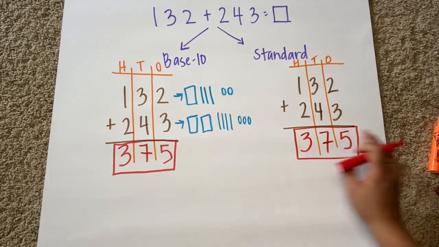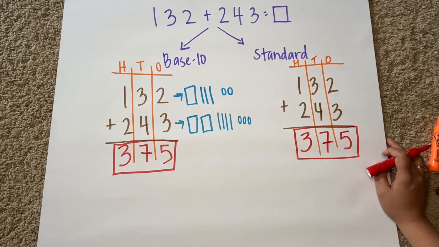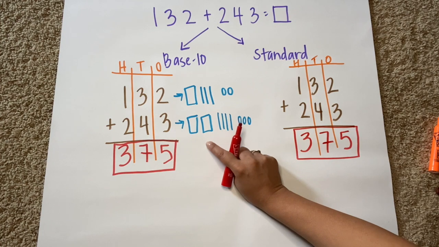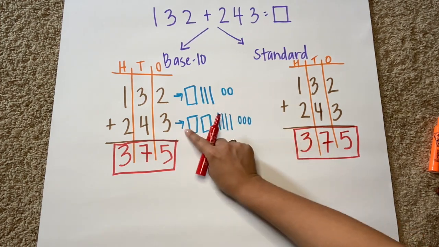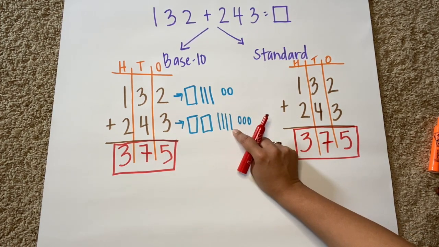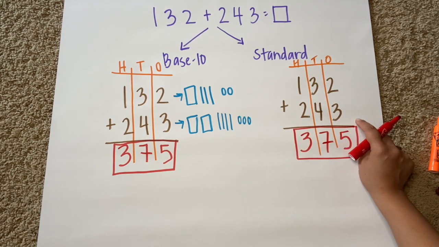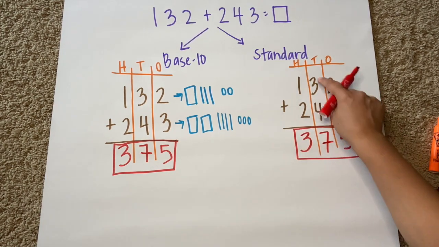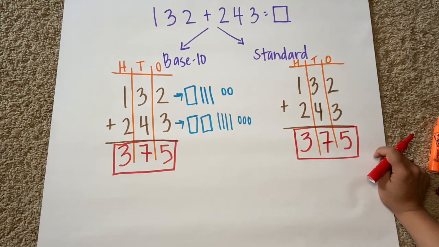Now, these are two different strategies to solve one problem. You can decide which one works best for you and which one you feel most confident in. Just note that base 10 form might take a little bit longer because you have to draw the base 10 blocks out for each number before you add. Whereas the standard form, you can go straight to adding the ones place, the tens, and then the hundreds. Each way works, and whatever way works best for you is the right strategy to use.